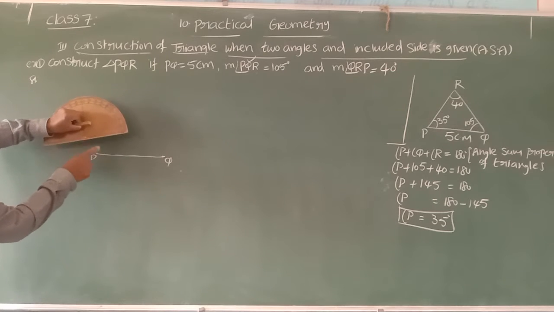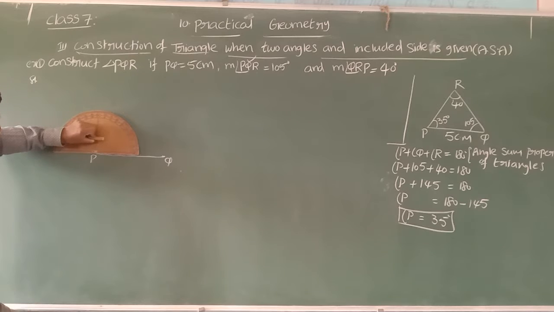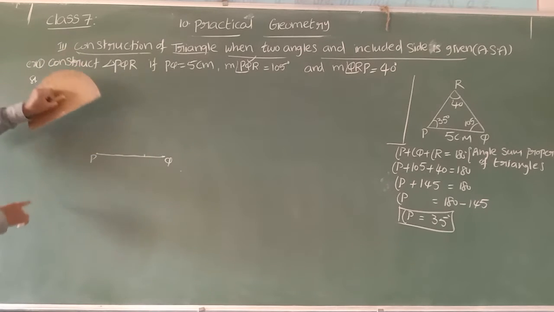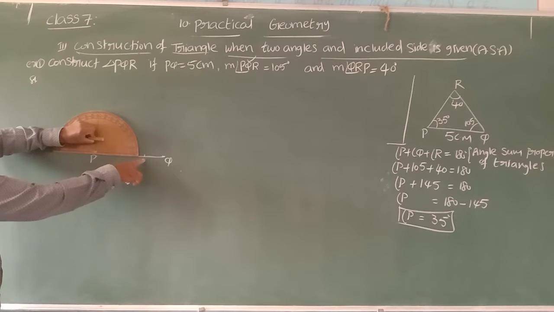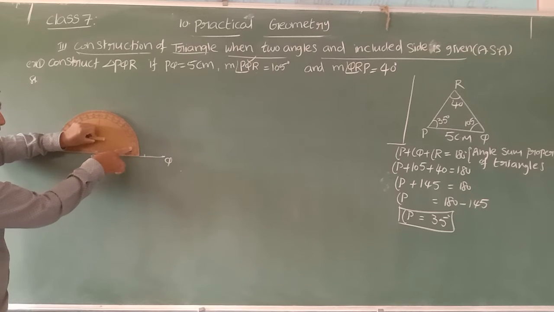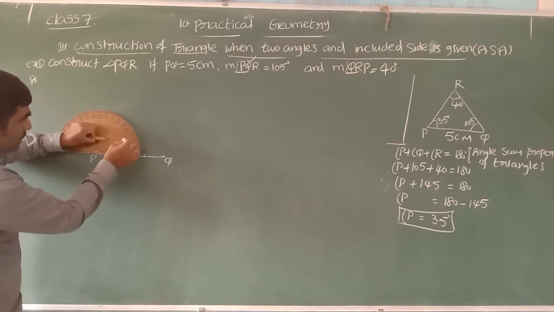Center of the protractor you can place on P, and the baseline you can adjust on PQ. Now we need to measure the angle from this side, not this side. Here is nothing. So we need to measure from this side, from the right side, where I can see 0 at the bottom. 0, 10, 20, 30. How much do I want? 35 degrees I want.